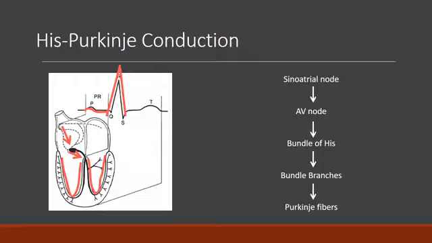Next, you can see the electrical conduction is going to move down the His-Purkinje system. So we have the SA node once again, then the AV node, then the bundle of His. All right, so we see the P wave, which is going to correspond with the SA node, and then we see that brief pause. That's the AV node. Then we're going to see the bundle of His, then the His-Purkinje, the bundle branches and the Purkinje fibers. That coincides with the QRS complex, and so the QRS complex illustrates the depolarization through the ventricles.